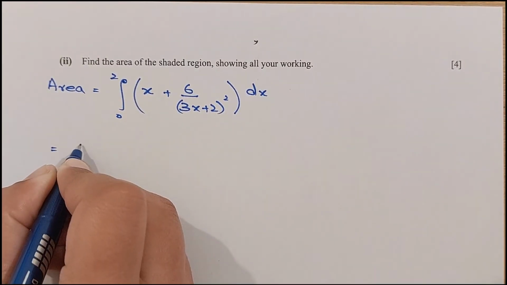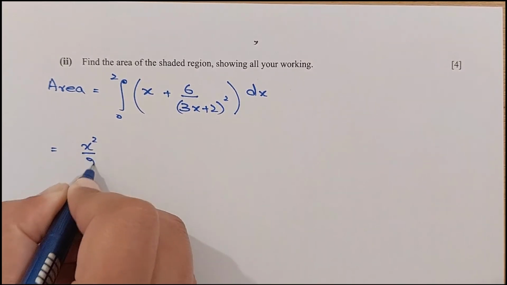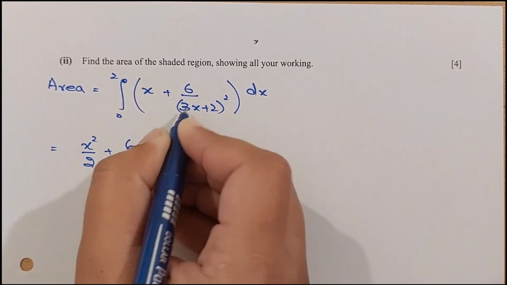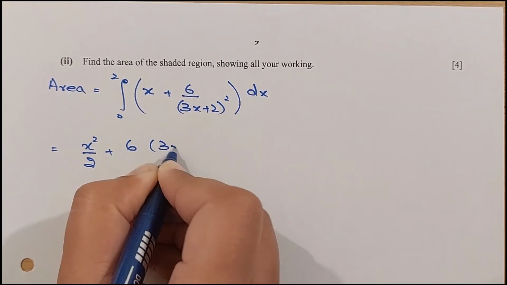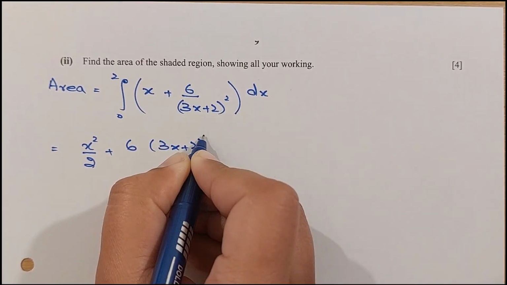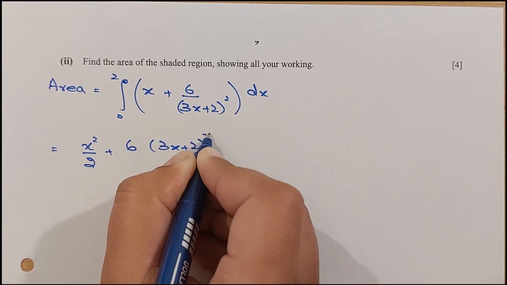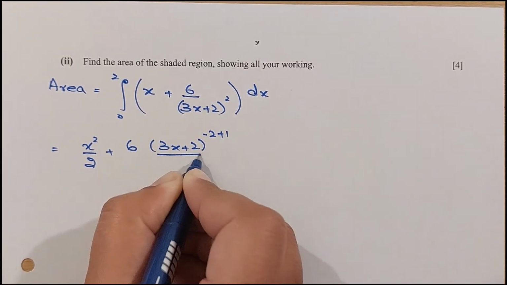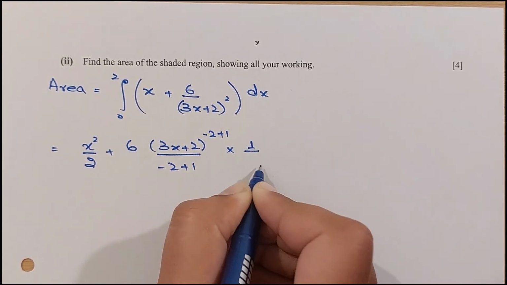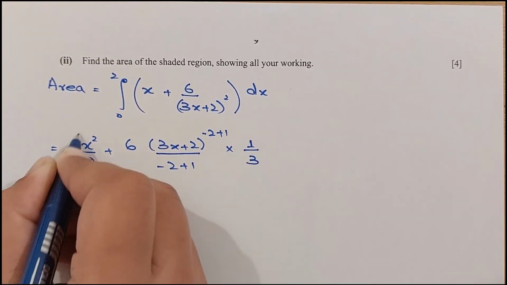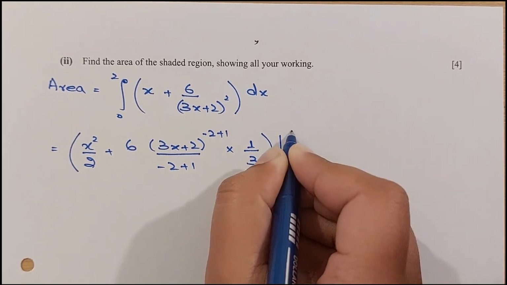So the integration of x is x square by 2, plus 6. Let me shift this term to the numerator applying the power rule. So we can say 3x plus 2 to the power of minus 2 plus 1 over minus 2 plus 1, multiplied by 1 divided by the derivative of 3x plus 2, which is 3. Between the upper and the lower limit, 0 to 2, right?